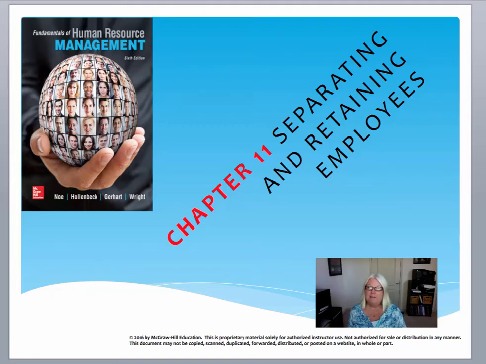Today we're going to talk about separating and retaining employees. Every organization recognizes that it needs satisfied, loyal customers. In addition, success requires satisfied, loyal employees. Retaining employees helps retain customers and increase sales. So organizations with low turnover and satisfied employees tend to perform better.